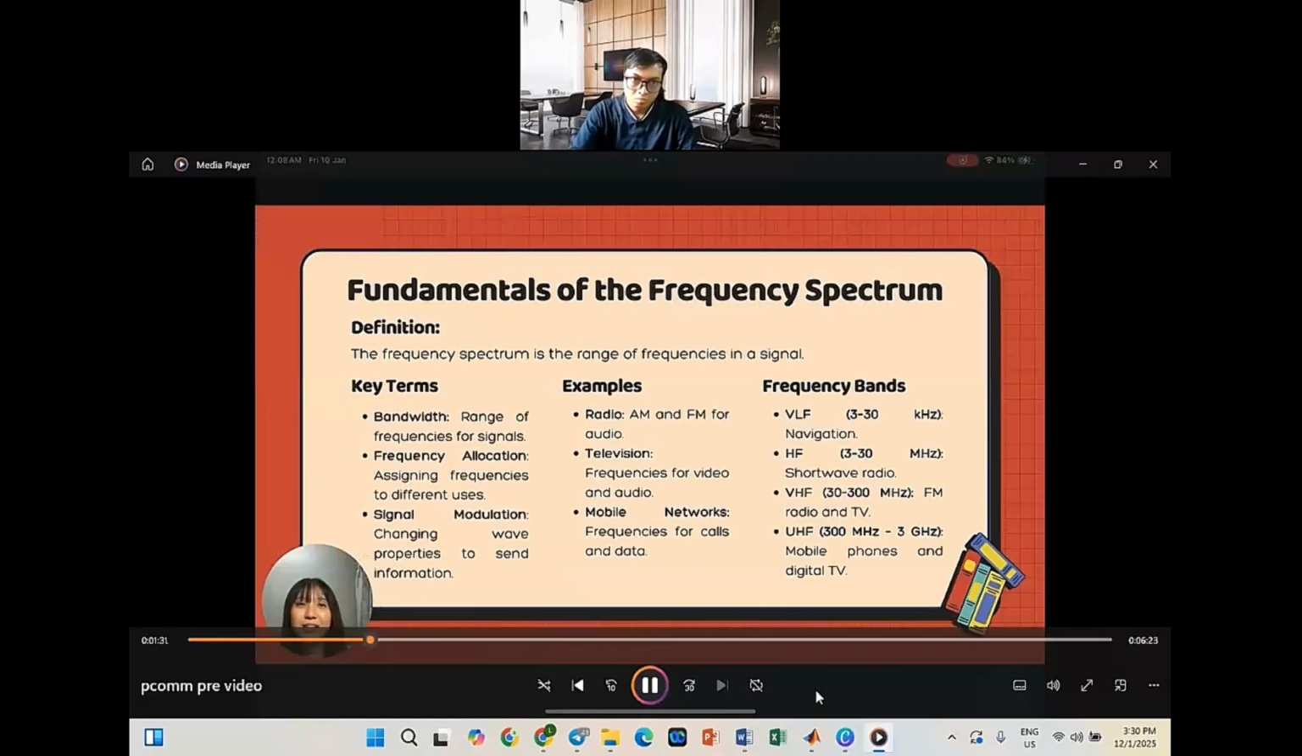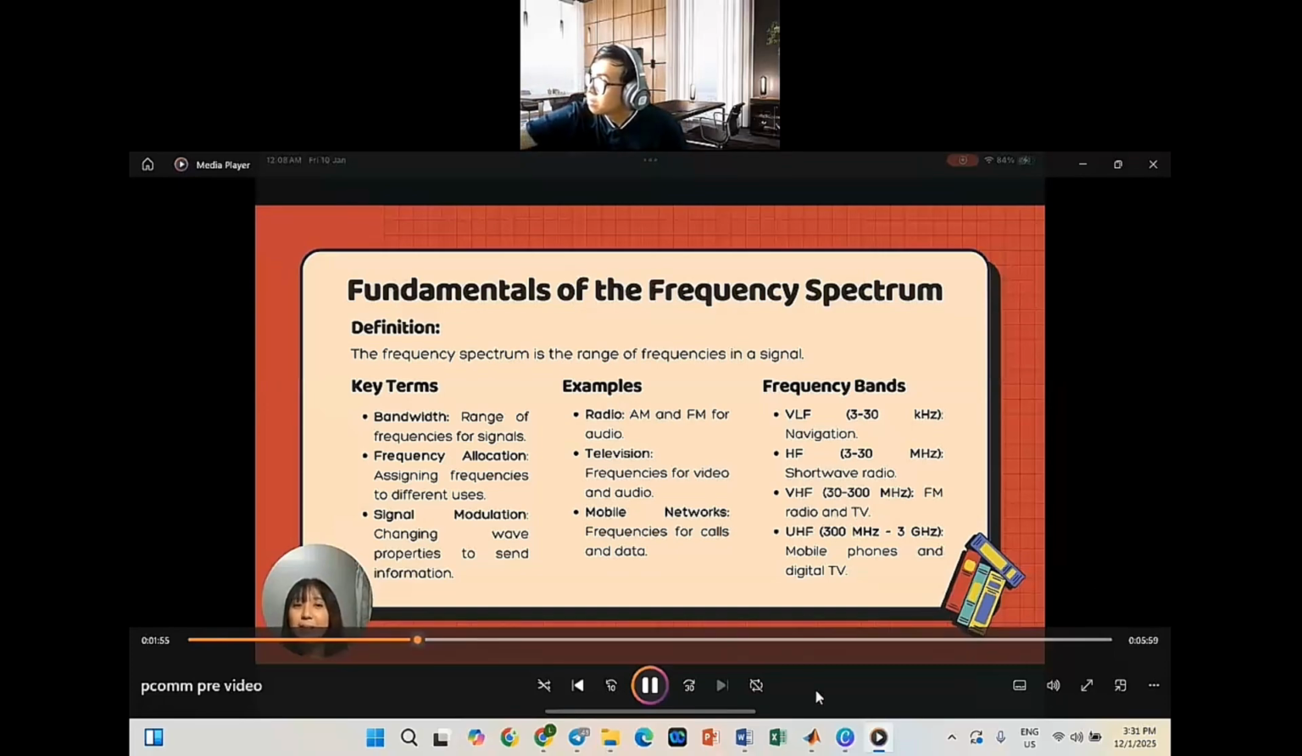Hello everyone, today I'll be talking about the fundamentals of the frequency spectrum. The frequency spectrum is simply the range of frequencies that can be found in a signal. It helps us understand how different frequencies contribute to that signal. So let's look at some key terms. The first one is bandwidth. The second one is frequency allocation, and the last one is signal modulation.